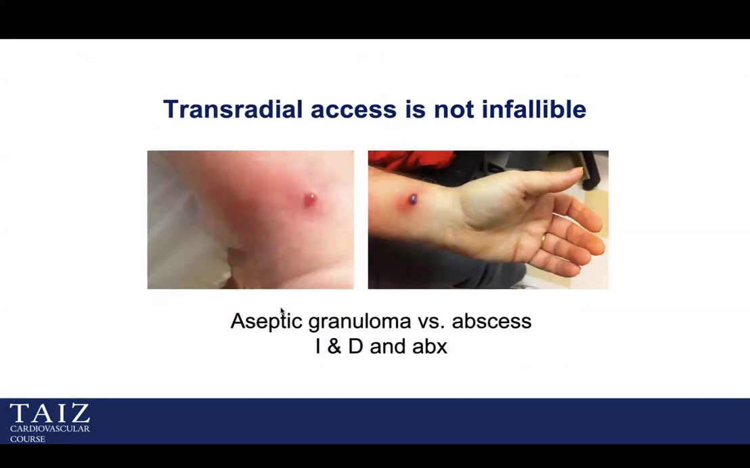Some other issues with radial access: there's something called aseptic granuloma. Sometimes the radial sheaths, as I said, have a lubricious hydrophilic coating, and sometimes this coating can cause inflammation. For treatment, we use antibiotics and steroids, and you don't always have to debride them, although some surgeons would do debridement.